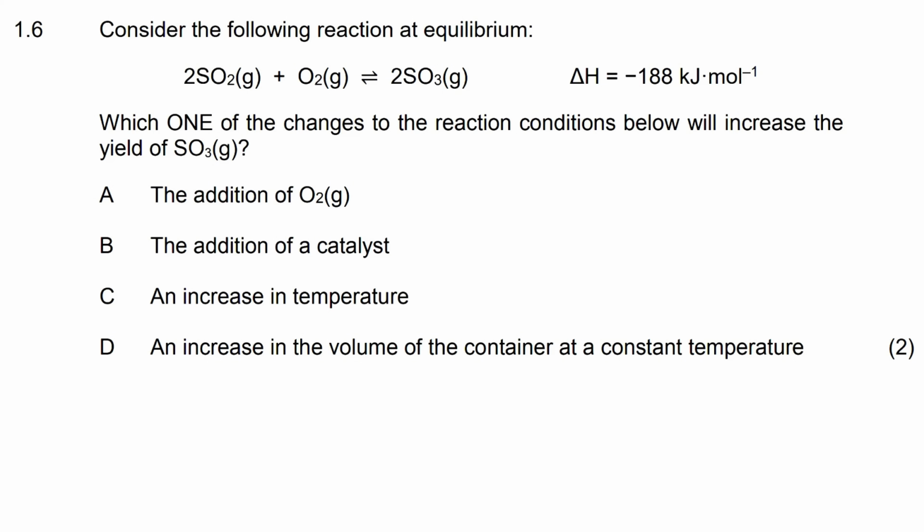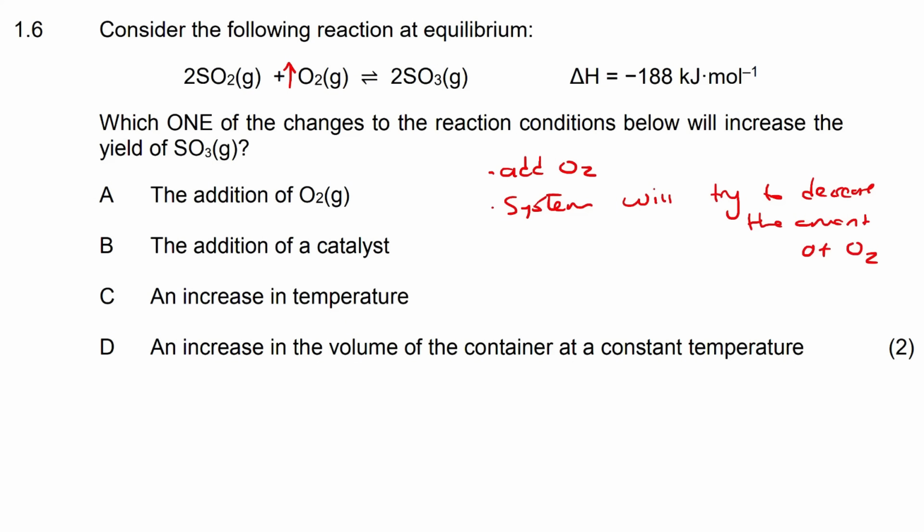Okay, so if we add more oxygen, think about Le Chatelier. What will the system try and do? So we add more oxygen, therefore the system will try to decrease the amount of oxygen. Remember, the system always does the opposite. So if we add more oxygen, then the system will try to decrease the amount of oxygen. How will it do that? Will it do that by going in the forward direction or in the reverse?